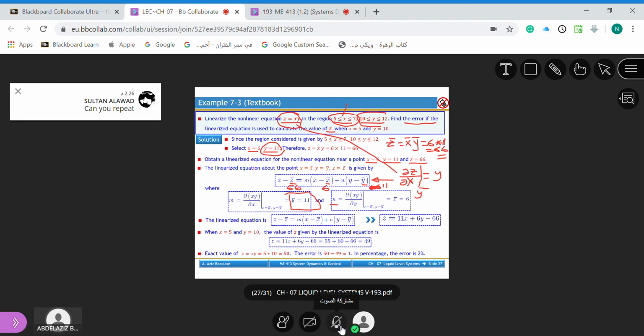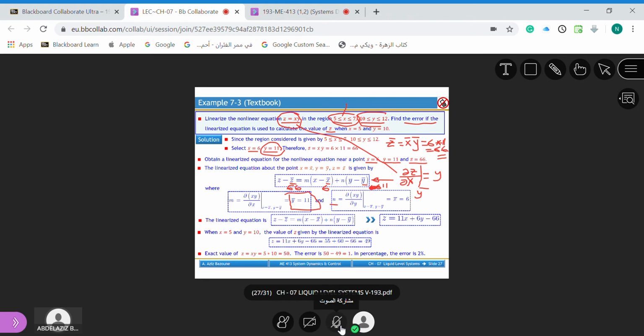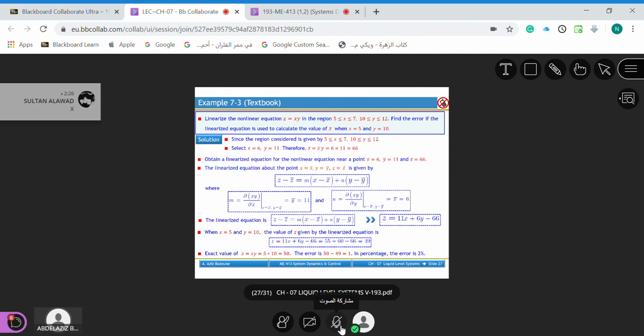When you differentiate dz over dy, this is the equation of z given to you in the first line of the problem. If I differentiate with respect to y, dz over dy will be x. Yes, dz over dy will be equal to x. At the operating point, it will be x bar, and we know x bar is 6.